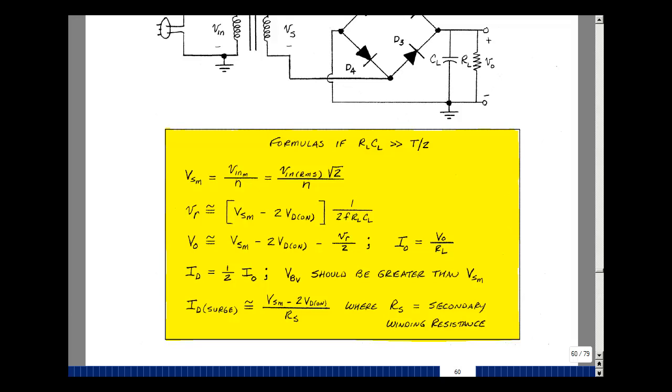So if you want to design a power supply where you specify V out or specify the ripple, you can work backwards. You'll find examples of this in the supplemental problem sets. And these are the design formulas for a full-wave rectified power supply.